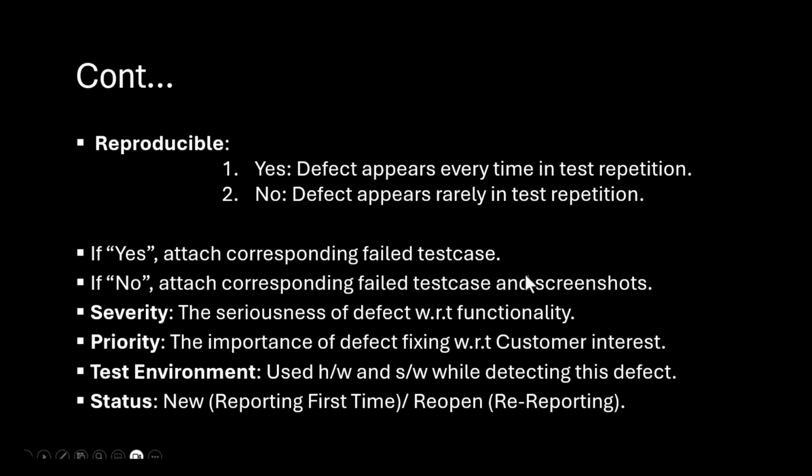You have to give more proof if you are writing no, because it is appearing very rarely and in all test repetitions you are not getting it. So you have to provide more information if you are writing that it's not reproducible every time. Then there comes the point severity.